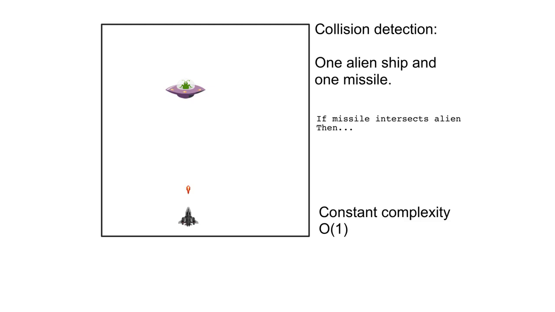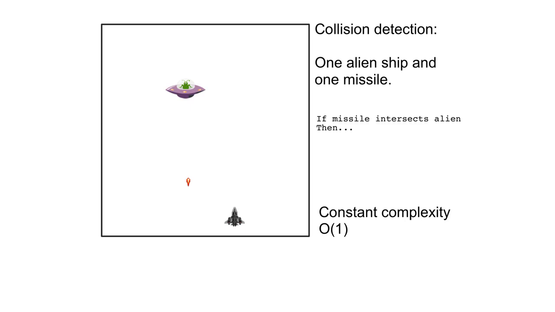Most video games require some kind of collision detection. In this example, we've got a very simple spaceship that can fire a missile at an invader. We've got one alien ship and one missile. So a simple way of determining whether the missile has hit the alien or not is just to see if they intersect each other. We can draw an imaginary box around the missile and around the alien and see if the two boxes overlap each other. This is very simple mathematics and is not difficult to program at all.